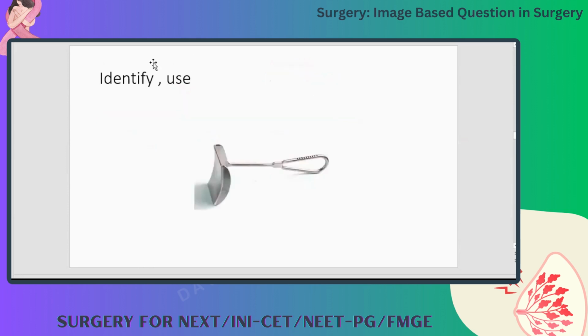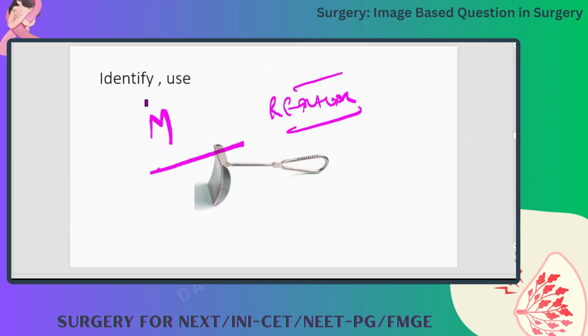So what is this? This is also a retractor, basically to retract the tissues while operating. When we make an incision, we just retract. So what is this retractor? Morris. Yes, Morris. So this is the Langenbach retractor, and this is the Morris retractor.